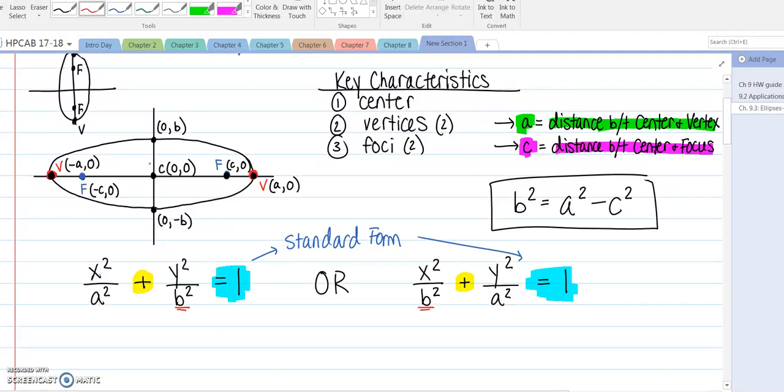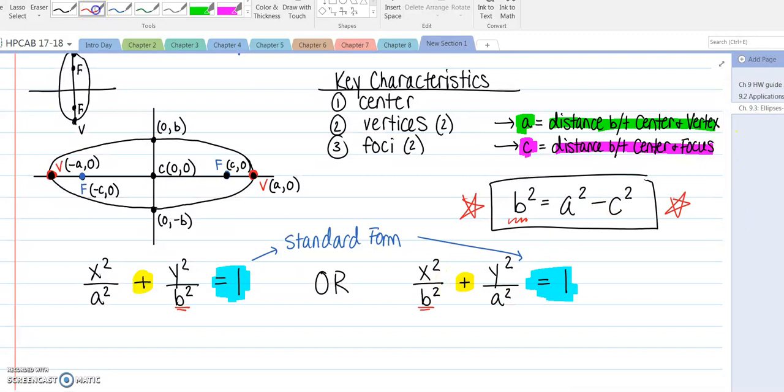So typically you're going to be given information about the vertices and the foci, and we're going to have to solve for that B value. So that's why this equation is really important. And I try to remember it as it's always bigger minus smaller. A squared should be bigger than C squared because the vertices are outside of the foci. And it's minus, that's opposite of an ellipse, which is plus.